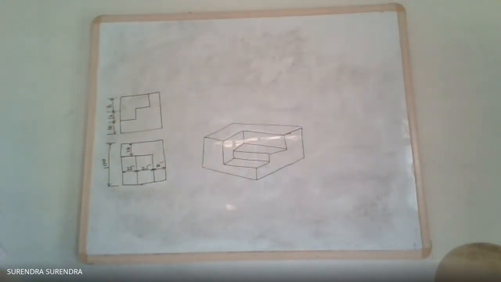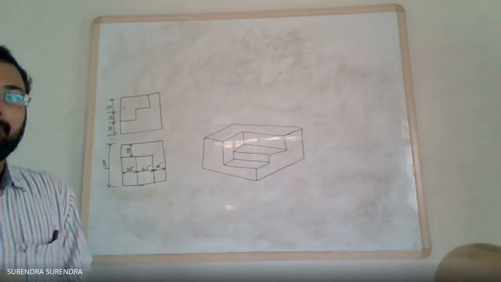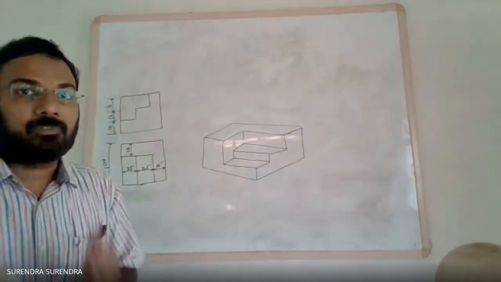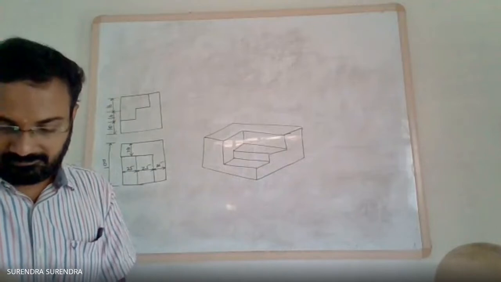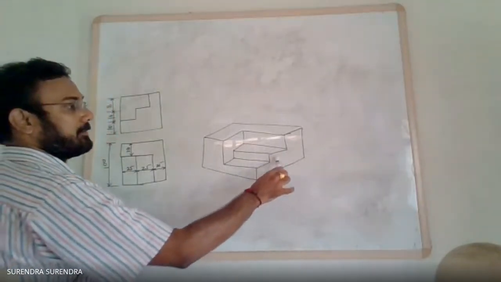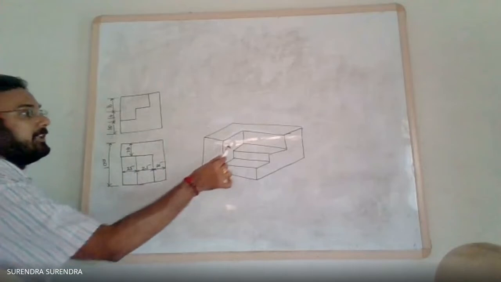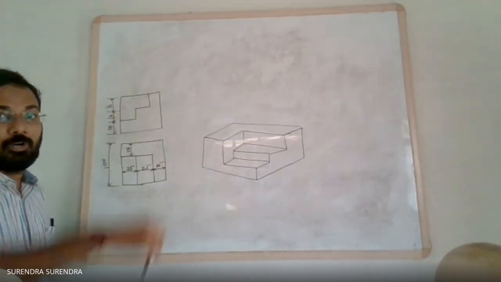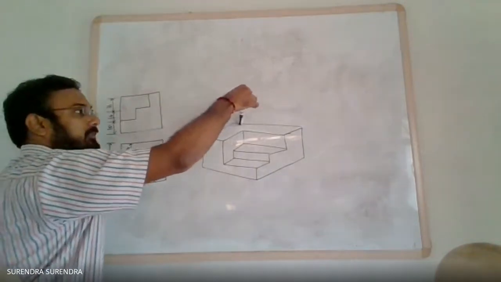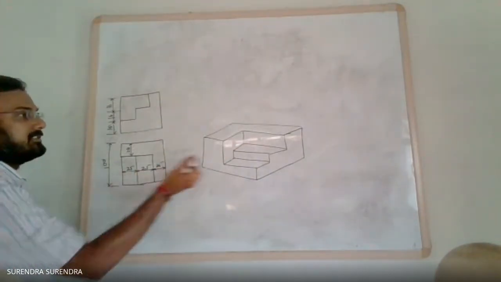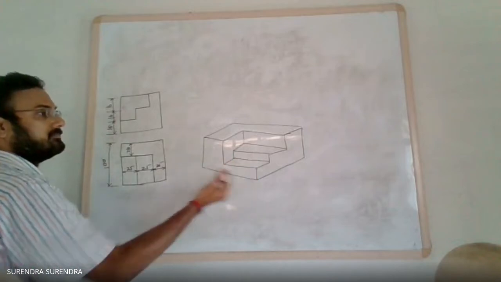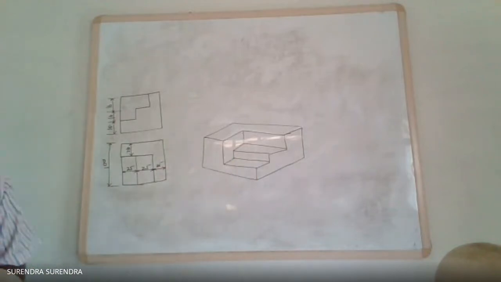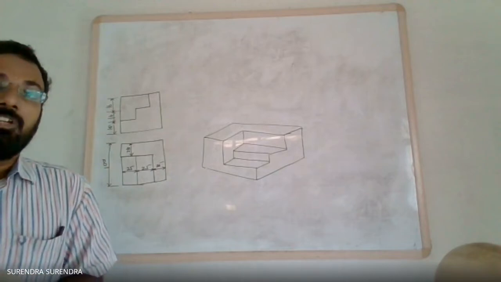Relate the front view and top view once. Block in front view, top view. In the front view, what can you see? This tapered surface plus this L-shaped surface. In top view, when you are seeing from the top, the L surface plus these two. So the front view and top view.